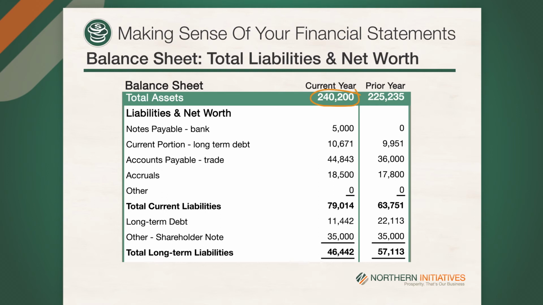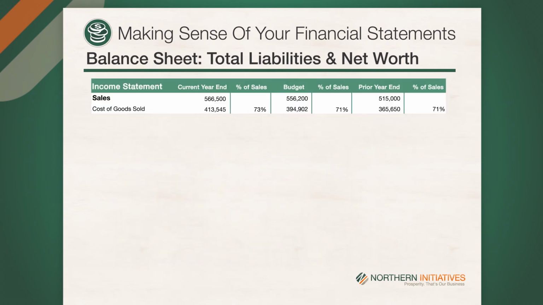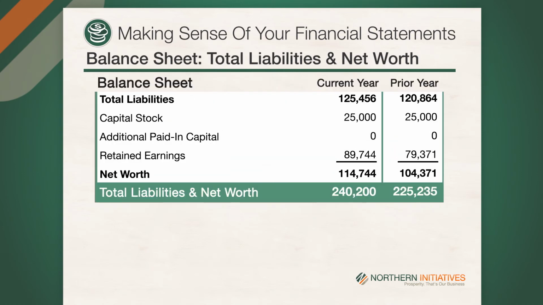What does this mean? Well, at this point in time, the owner of this business purchased $240,200 of assets to generate sales of $566,500, as shown on the income statement. The assets were paid for using borrowed money and trade credit, liabilities, of $125,456, and net worth, owner equity, of $114,744.